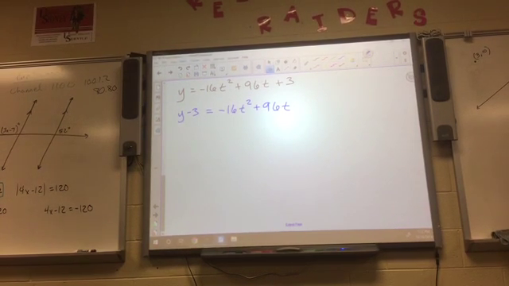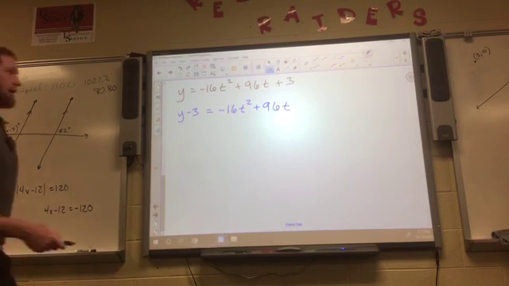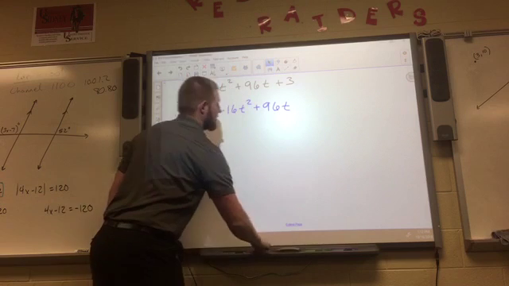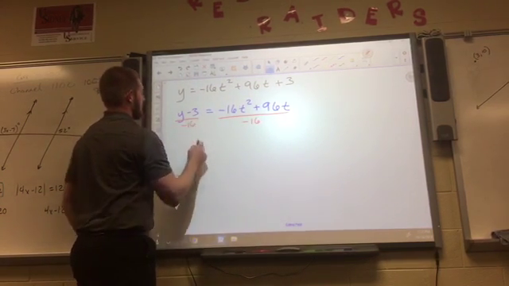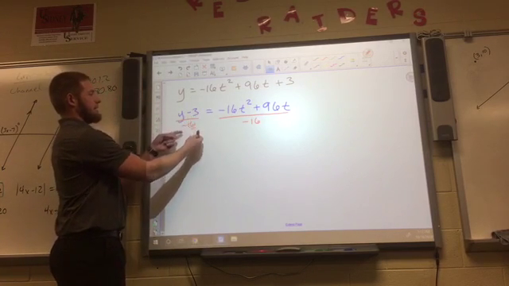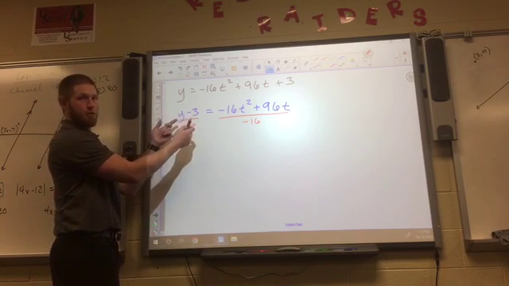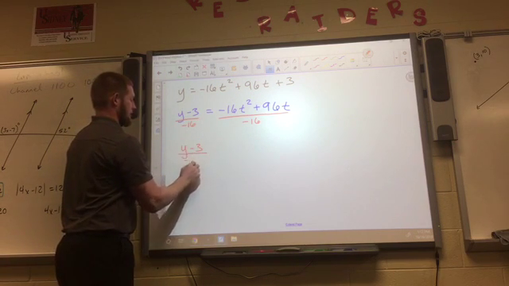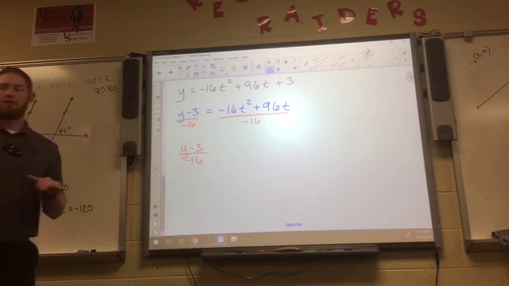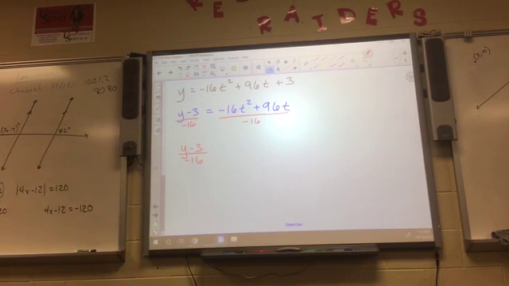Now our next rule with completing the square is that a must equal 1. So I need to divide everything by negative 16. Now obviously on this left side, I can't really do that, right? Unless I want some goofy fractions. That's okay. Leave it just like that. Y minus 3 over negative 16. If you leave it like that, your numbers are not going to get too crazy, and you should be able to get everything back to where you need it.